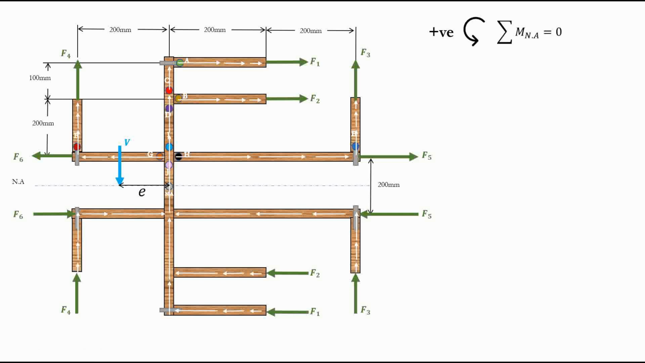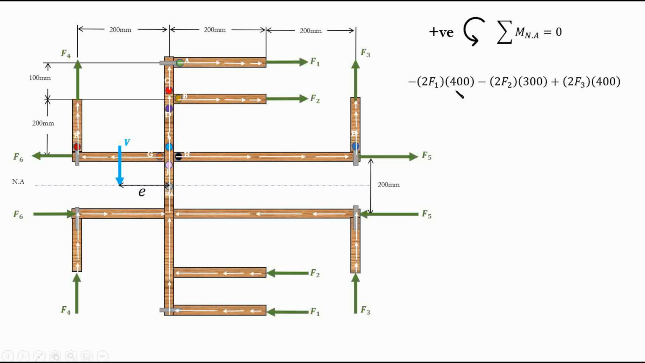Now let's take the moment about this point, this NA. Sigma M NA should be 0, because our cross section is in equilibrium. How do we calculate that? It's a simple statics question. You just say F1 multiplied by this distance, and F1 multiplied by distance. Based on our convention, counterclockwise is positive, but this F1 and this F1 are both clockwise about this NA.